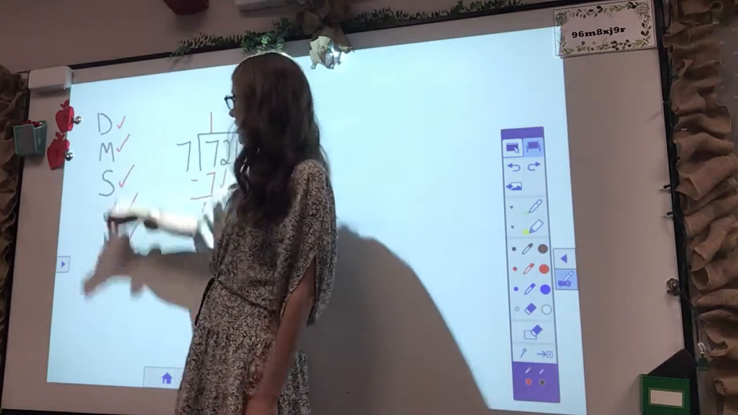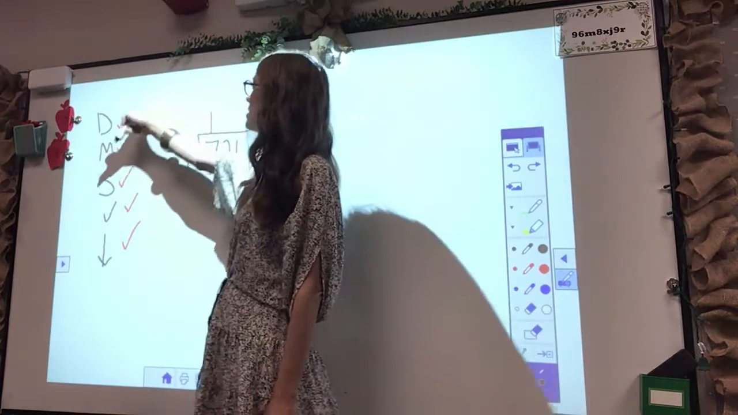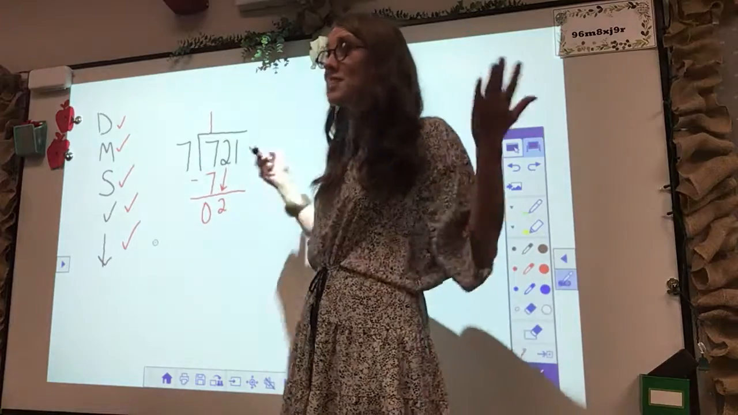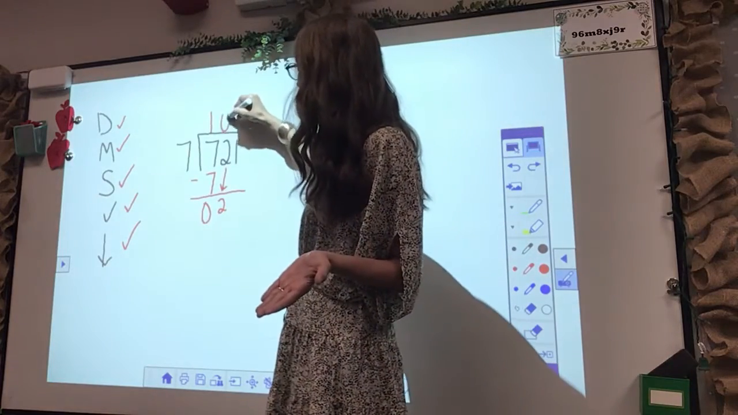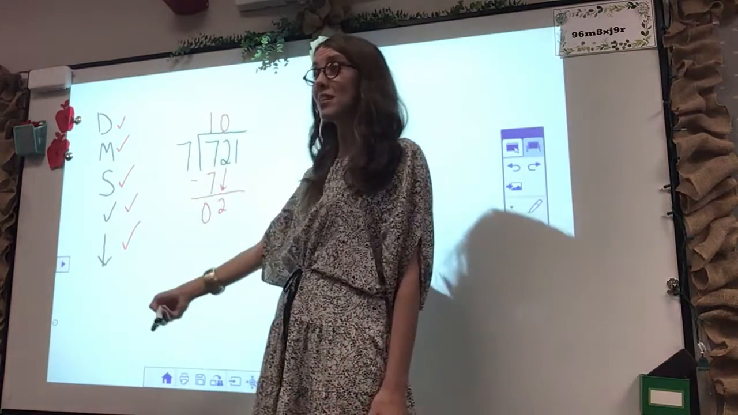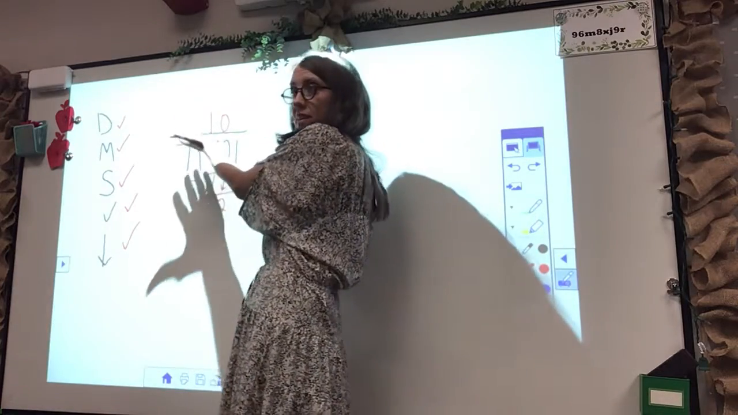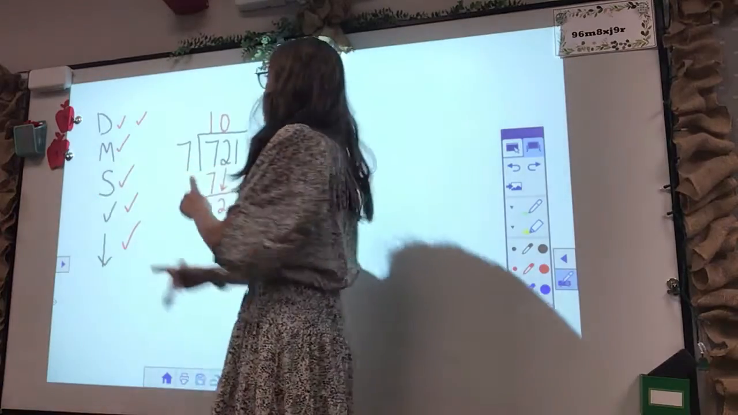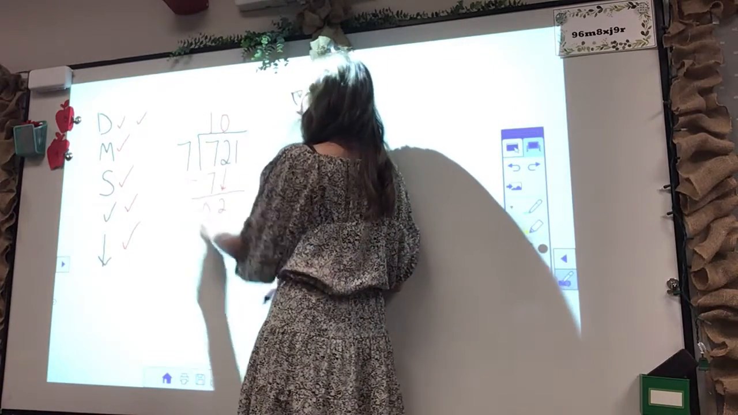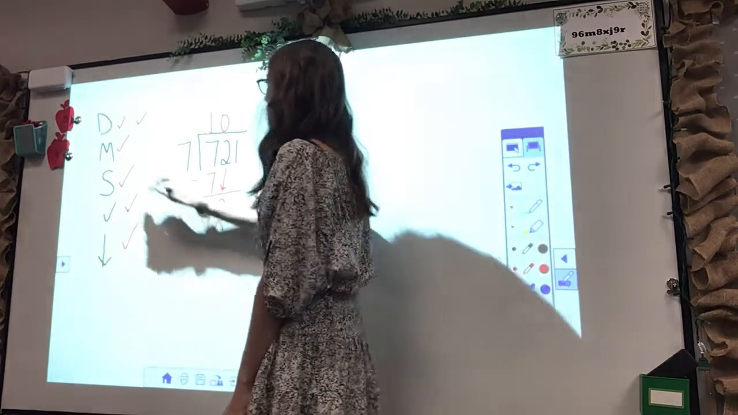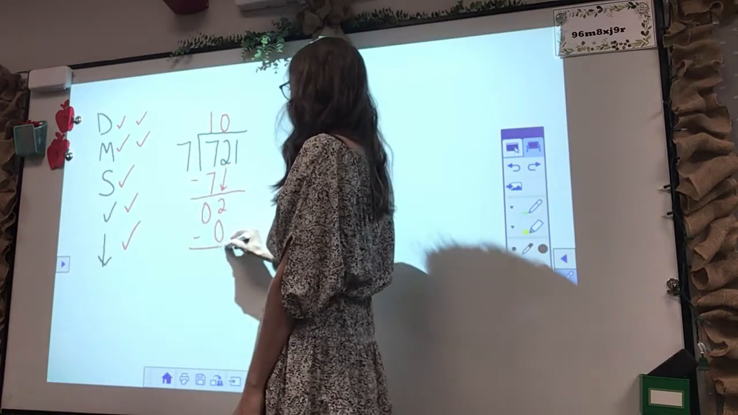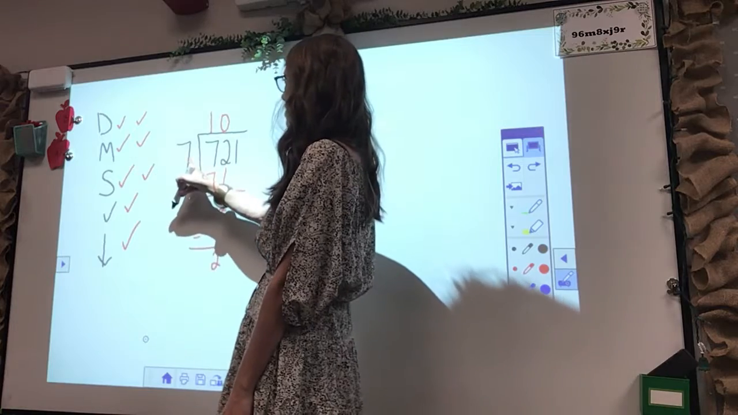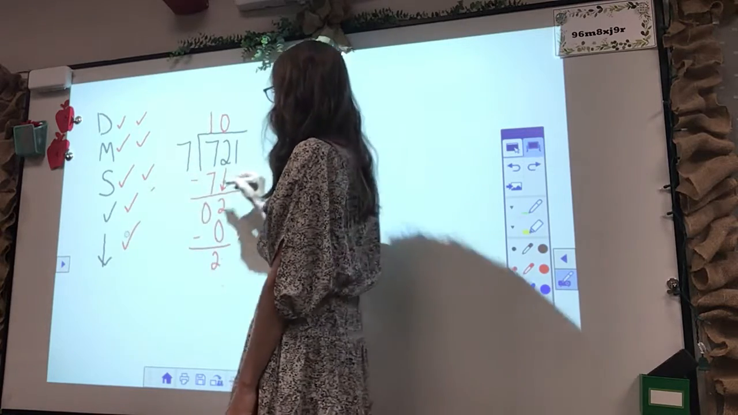Good. Now we start back up at the top and divide. 7 goes into 2 how many times? 0. We actually have to put that 0 up here. And we need to go through all of our steps just as if this 0 were any other number. So we divided. Now we multiply. 0 times 7 is 0. Now we subtract. 2. Now we check it. Is it less than 7? Yes.